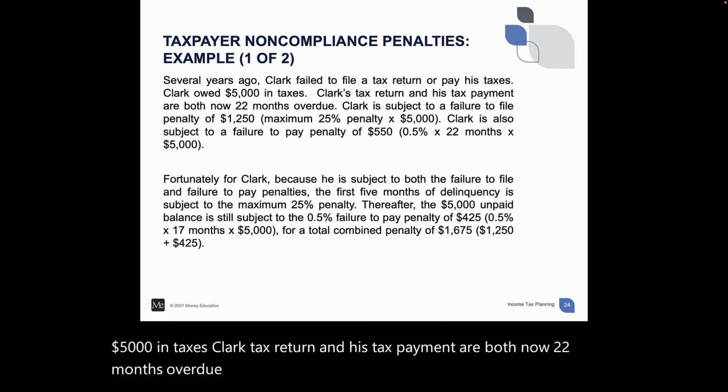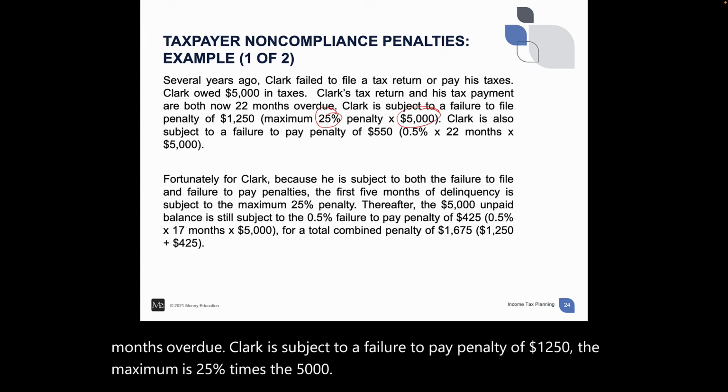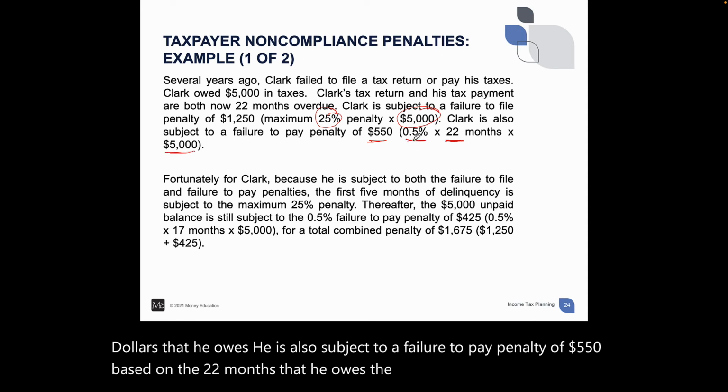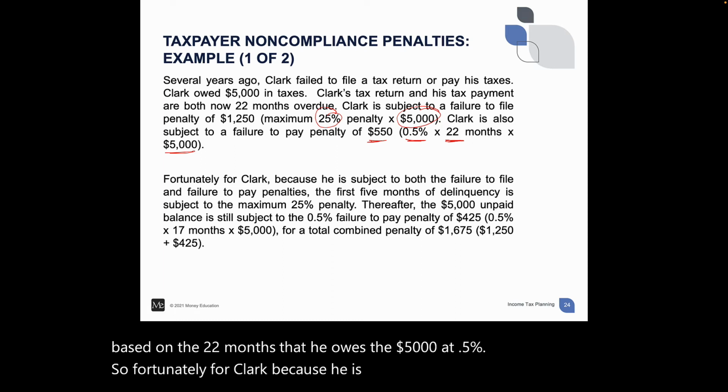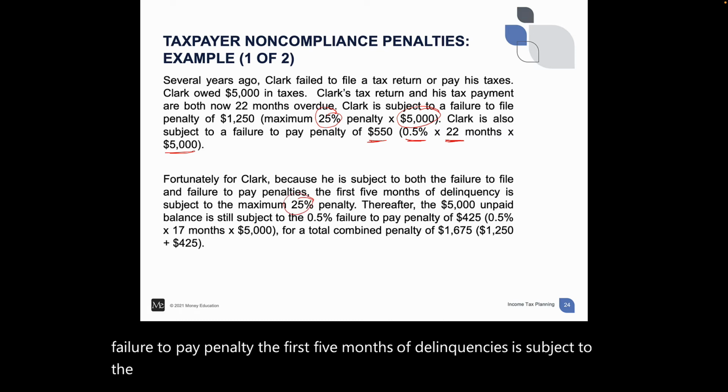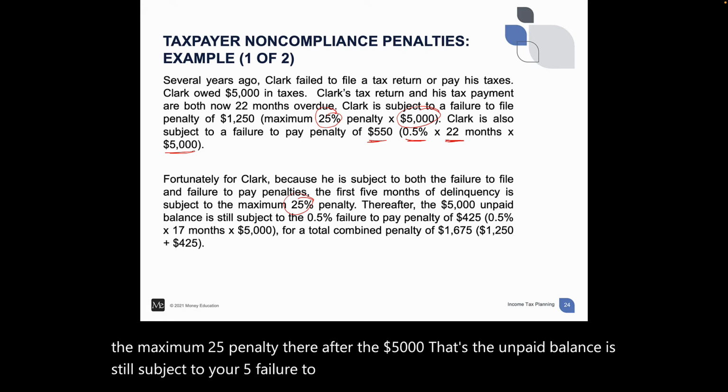Clark is subject to a failure to file penalty of $1,250. The maximum is 25% times the $5,000 that he owes. He is also subject to a failure to pay penalty of $550 based on the 22 months that he owes the $5,000 at 0.5%. Fortunately for Clark, because he is subject to both the failure to file and failure to pay penalty, the first 5 months of delinquencies is subject to the maximum 25% penalty. Thereafter, the $5,000 that's the unpaid balance is still subject to your 0.5% failure to pay of $425.